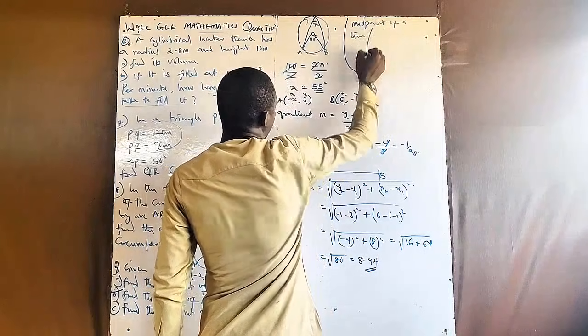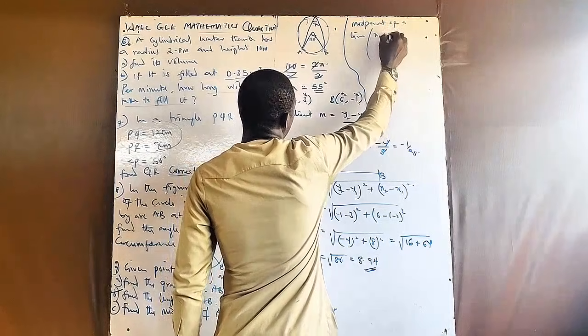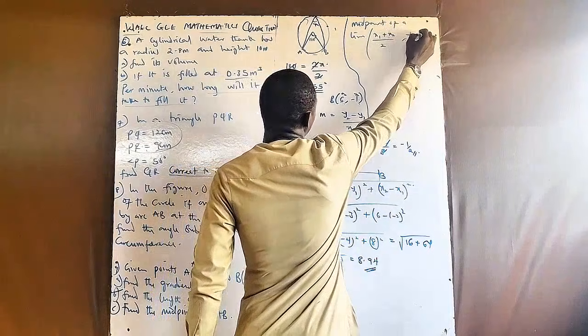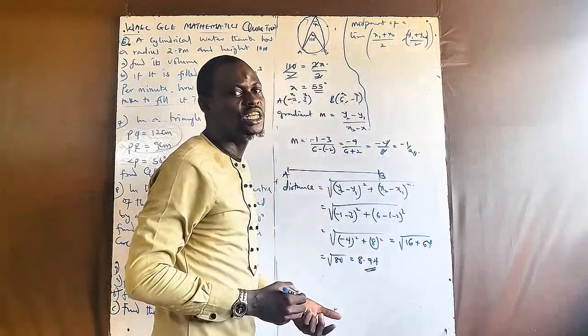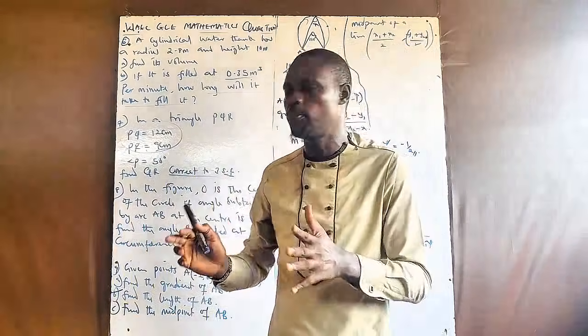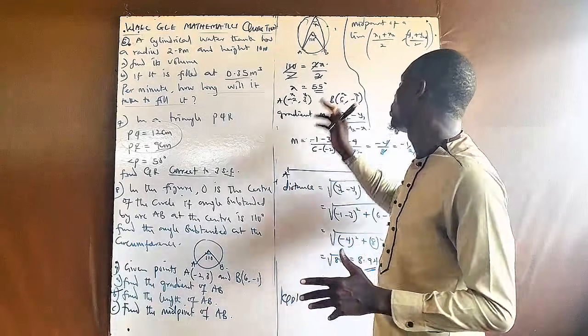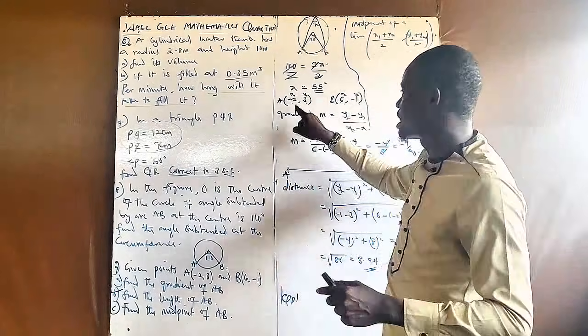is always given as this: X1 plus X2 over 2, comma, Y1 plus Y2 over 2. Now, what's the meaning of midpoint? Midpoint means the average of the two points on the line. The average of the points on the line. That's what we call it, midpoint. That means to get the midpoint, we want to get another new coordinate.